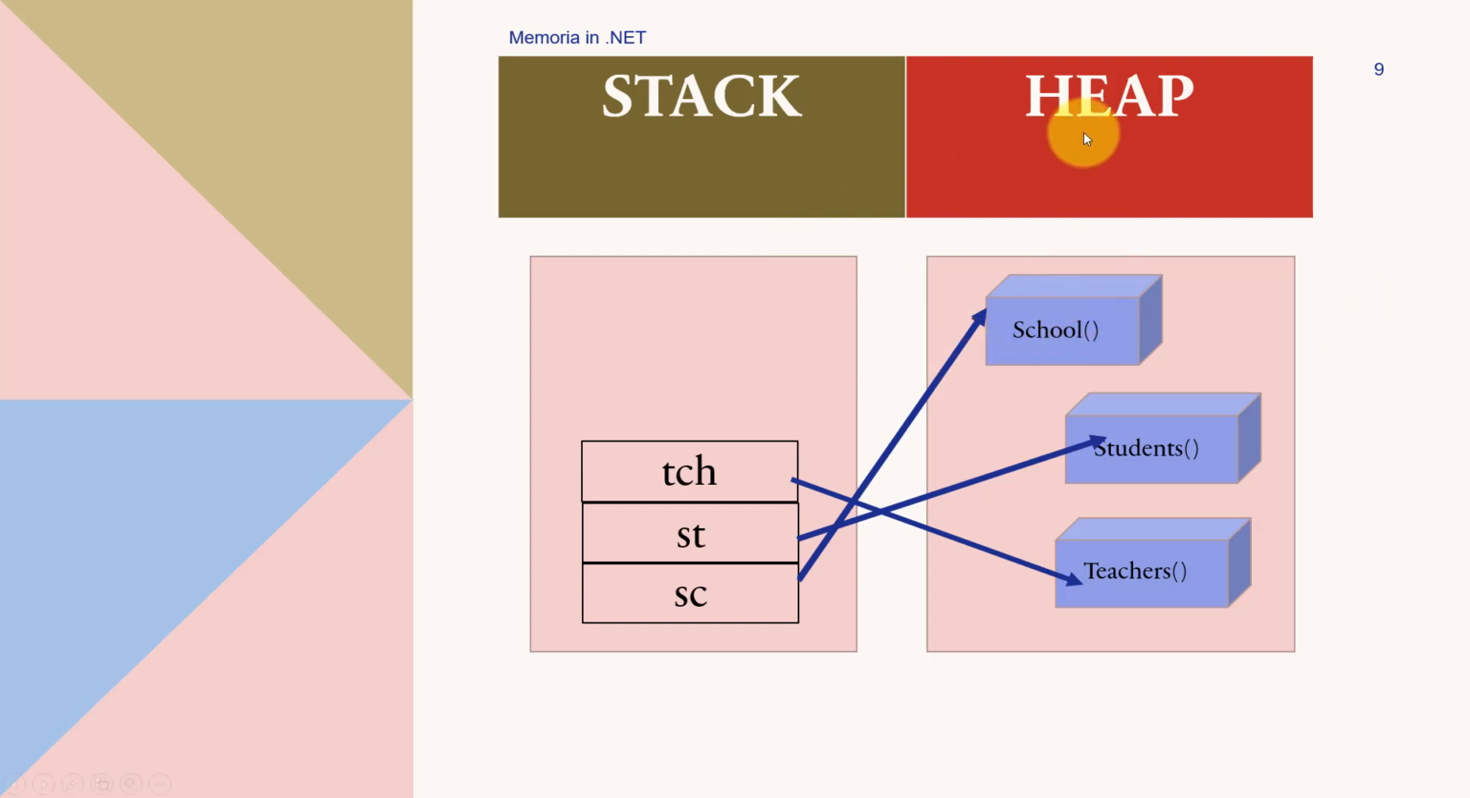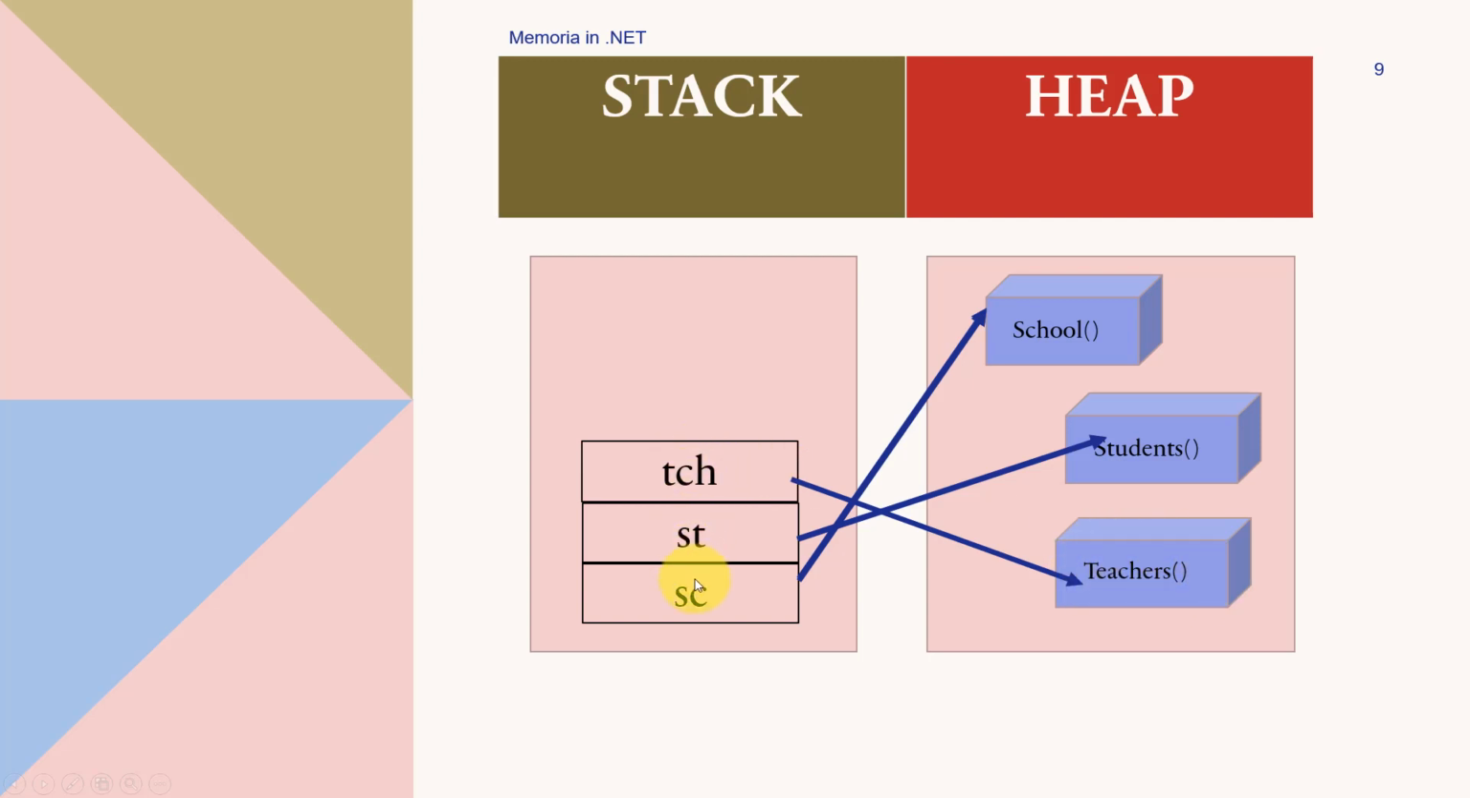Here in a heap memory we store the objects. These are objects: school, students, and teachers. Actually, these are instances of a class. So this object school is an instance of the school class. Students is an object, that means it is an instance of the class students, and also these teachers is an object and is the instance of the class teachers.